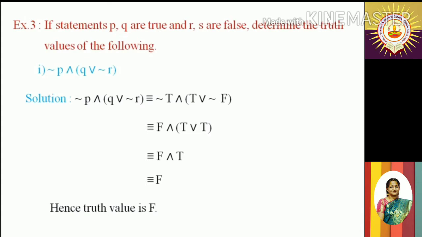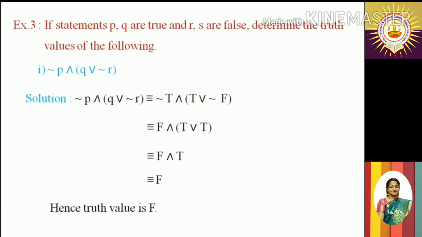In this first example, we have 3 statements P, Q and R. So we know that for the given, P, Q as true and R as F. So write down P as true, Q as true and R as F. So we get negation T and bracket T or negation F. What is negation T? Negation T is nothing but F and negation F is nothing but T.